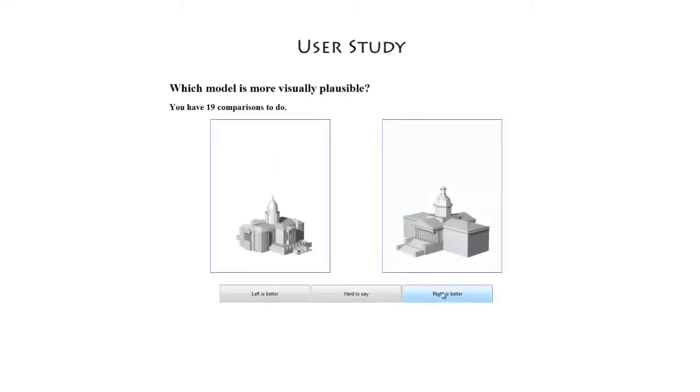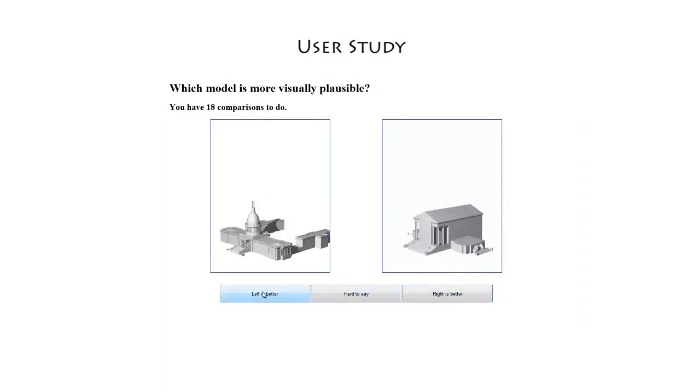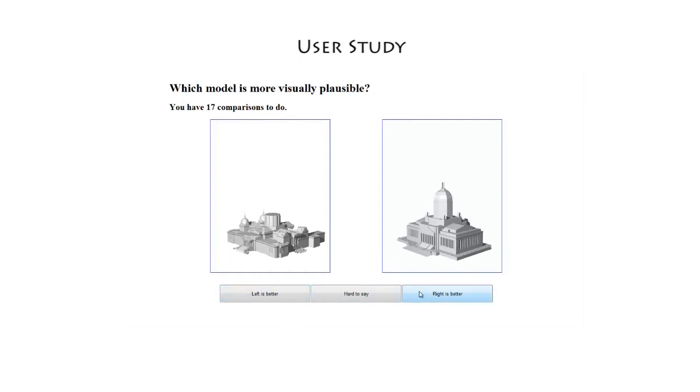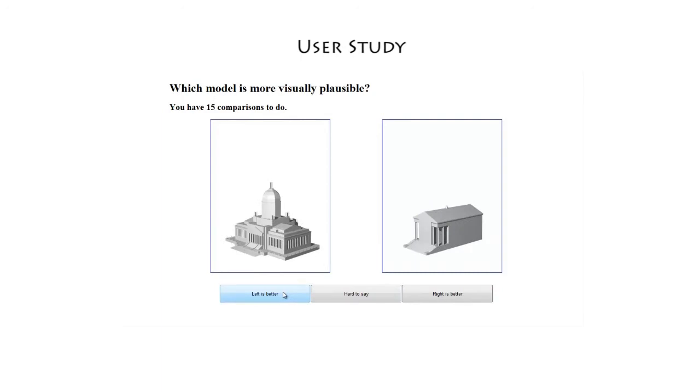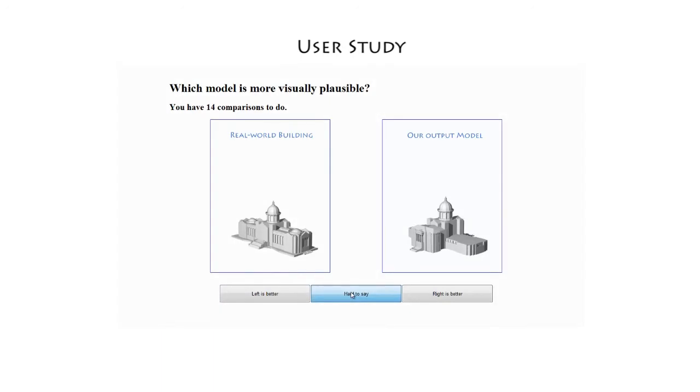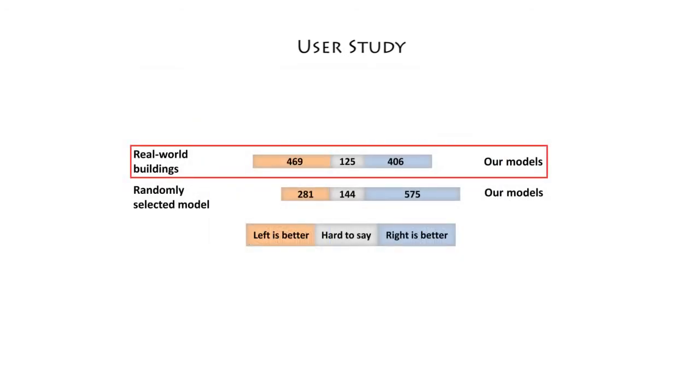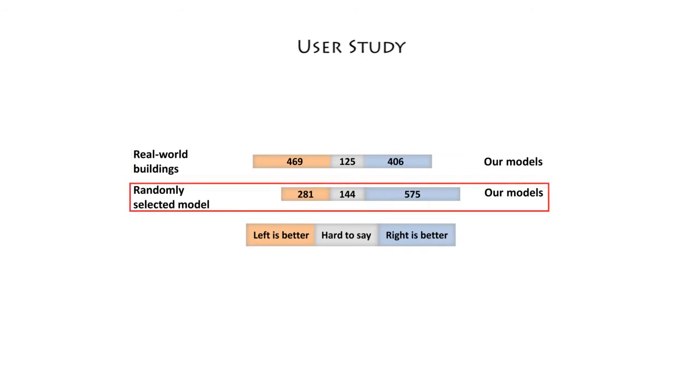We used an online survey to evaluate the visual quality of our output models. 100 participants were asked to compare the real-world buildings, our models, and models generated using a random combination. Each time they were asked to choose a preferable picture from the pair. Here, the left picture is a real-world building and the right picture is one of our generated models. Statistical analysis shows no significant preference can be found between the real-world models and our models. It also shows significant preference has been found on our models over the randomly combined models.